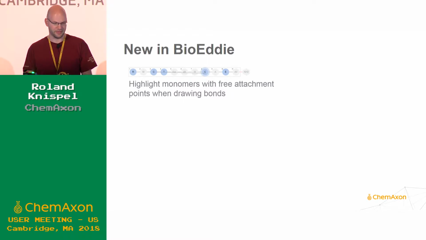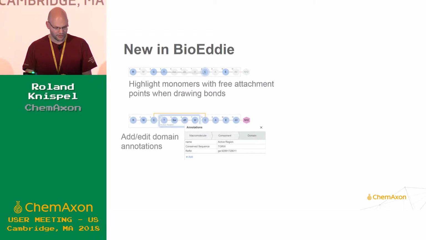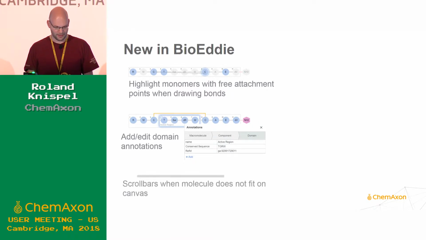One of those is a highlight feature: tell me everything that I can actually drop a bond to if it's not already occupied. We added a feature that is particularly useful when you start dealing with larger biologics, say proteins, antibodies, to be able to define sequence domains on the larger sequences that can receive their own set of annotations, for example.